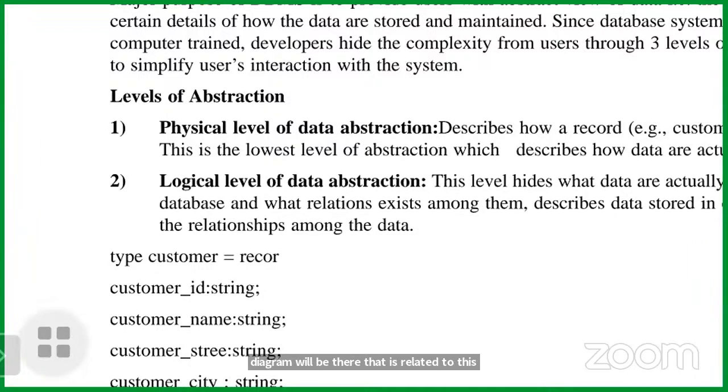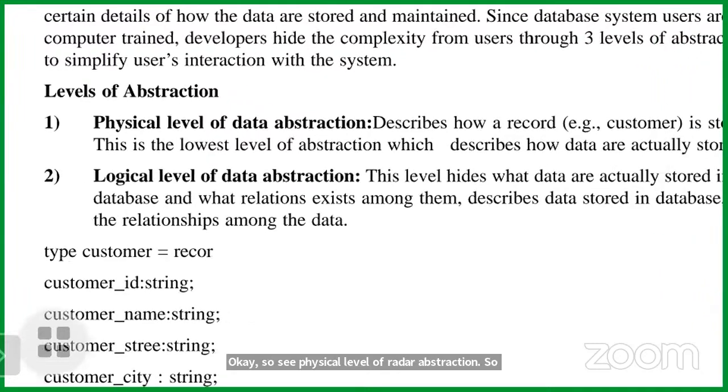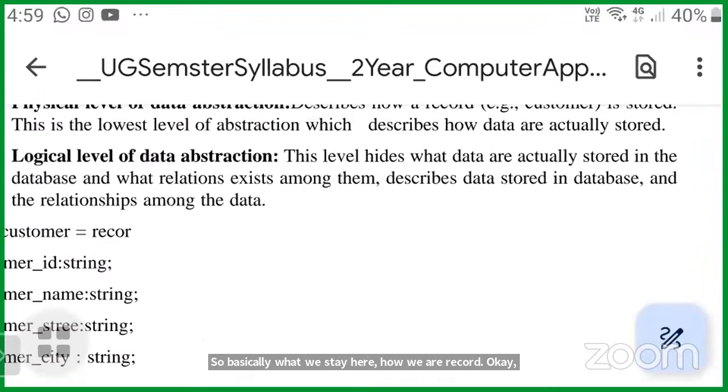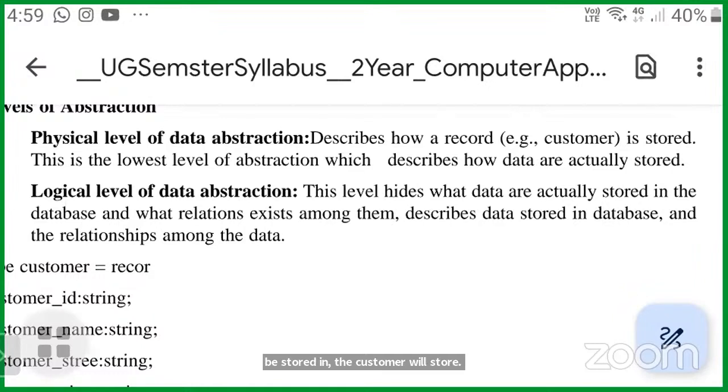Okay, so see the physical level of data abstraction. What is there at the physical level? How we record, how the customer is stored. Internally, how the record is stored. This is the lowest level of abstraction. If we take it level-wise, the first level is the view level, the second is the conceptual level, and the third is the physical level, the lowest level.